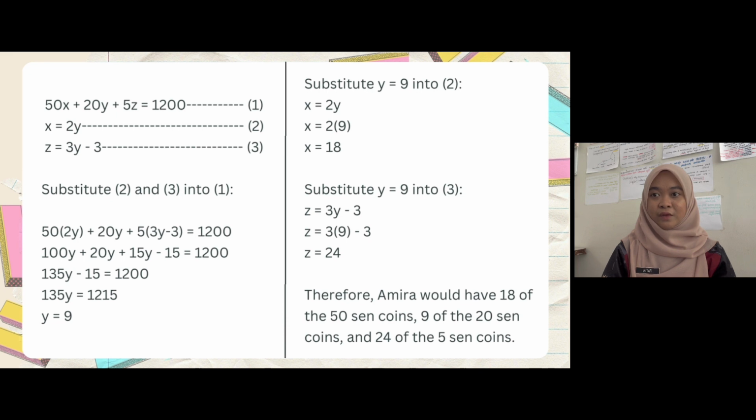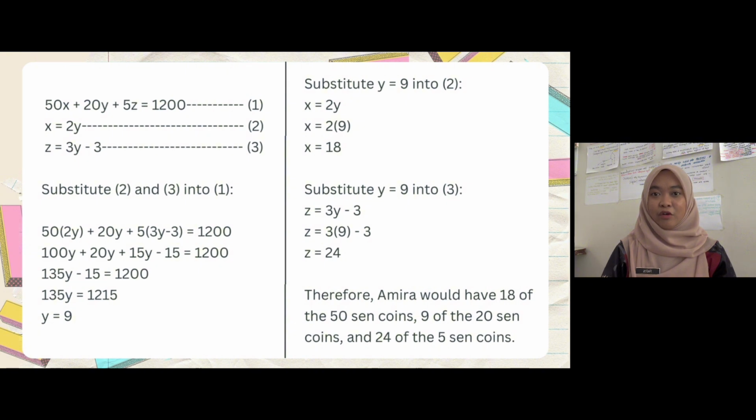So we get 50 times 2y plus 20y plus 5 times (3y minus 3) equal to 1,200. Then we just simplify the equation to get the value of y. Then we will get the value of y, which is 9.